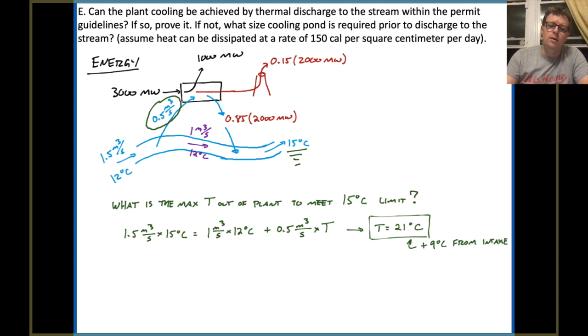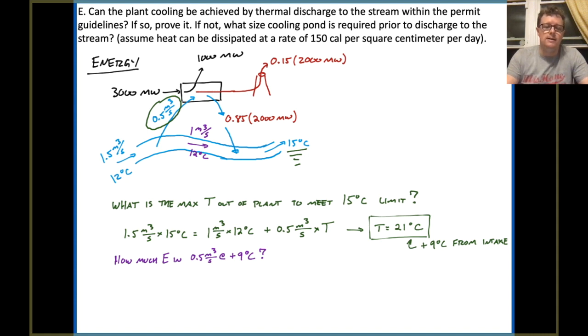And so what we find is if the power plant is using its maximum allocation of water, the hottest the water should be when it leaves the plant or gets back to the stream is 21 degrees C. So that is 9 degrees centigrade higher than what went into the plant. Okay, is that possible? Can we move 85% of 2,000 megawatts in that change? And so then I've asked myself, okay, how much energy did it take?